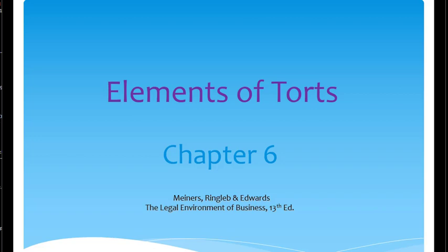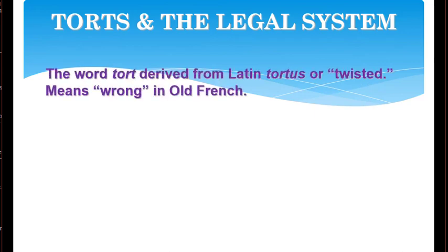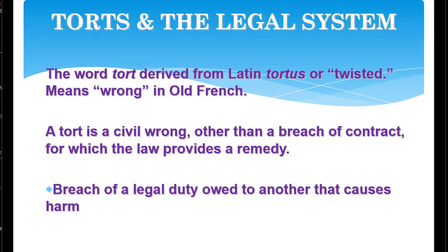Hi, this is Professor McLaughlin with a brief lecture on negligence, and this is from Chapter 6 in Miner's The Legal Environment of Business. This chapter is on torts, and there are three kinds of torts: intentional torts, negligent torts, and strict liability torts. I'm gonna lecture the most on negligence.